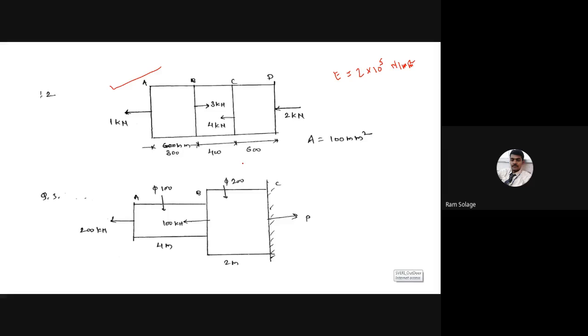ABCD, the sections are given: section 1, section 2, and section 3. One kilonewton, 3 kilonewton, 4 kilonewton, again 2 kilonewton, and lengths 300 mm, 400 mm, and 600 mm. This is the diagram or figure given in the problem. They are asking the question, calculate the deformation of the bar. Means what? We have to calculate the delta L.